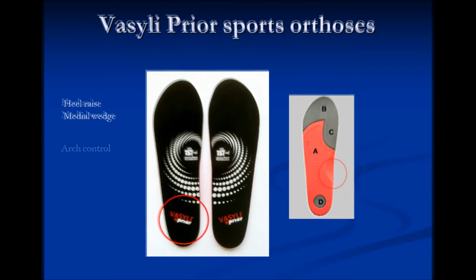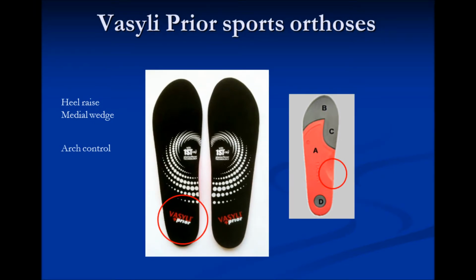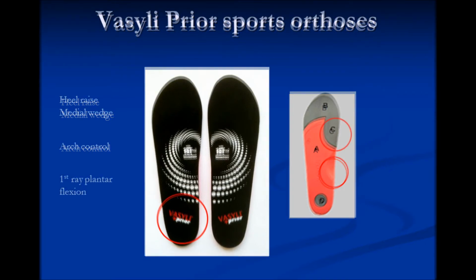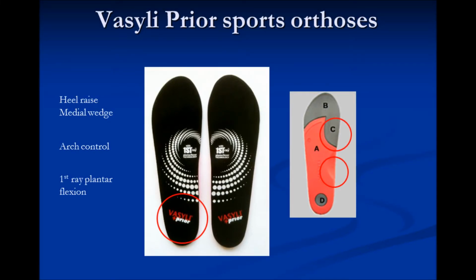There is some support in the arch area and by bringing this slightly closer to the heel, we're able to provide slightly more support with less material, which helps with fitting the orthotic in the tight nature of a football boot. There is a cut-out area beneath the big toe joint, which tries to encourage better movement of the joint and reduces some of the force in this area.